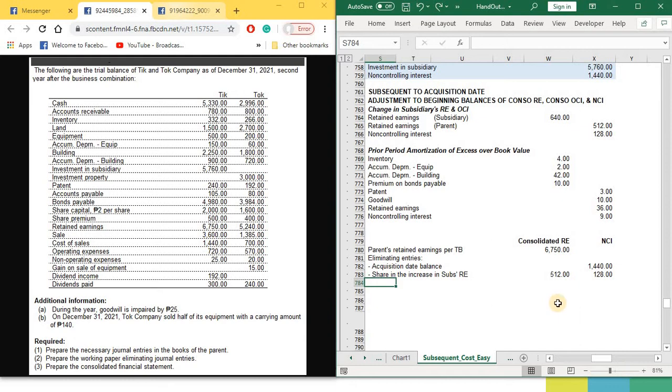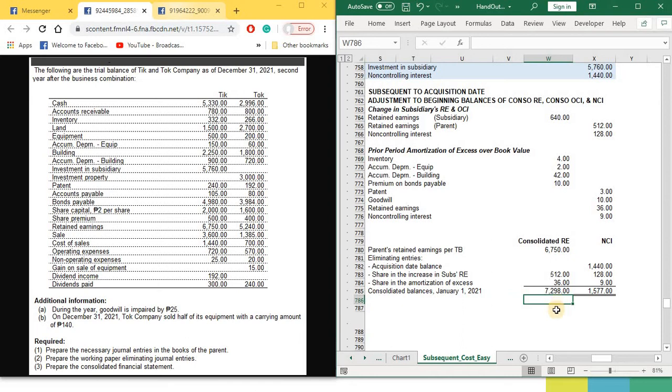Now, let's proceed to the prior period amortization of excess over book value. So the share of the parent is 36 pesos, and for the non-controlling interest is 9 pesos. So again, the 36 pesos is from the eliminating entry and the 9 pesos. So the total amortization of excess in 2020 is 45 pesos. Now, let's get the balance. For consolidated retained earnings, 7,298. For the non-controlling interest is 1,577. So these are the consolidated balances as of January 1, 2021.